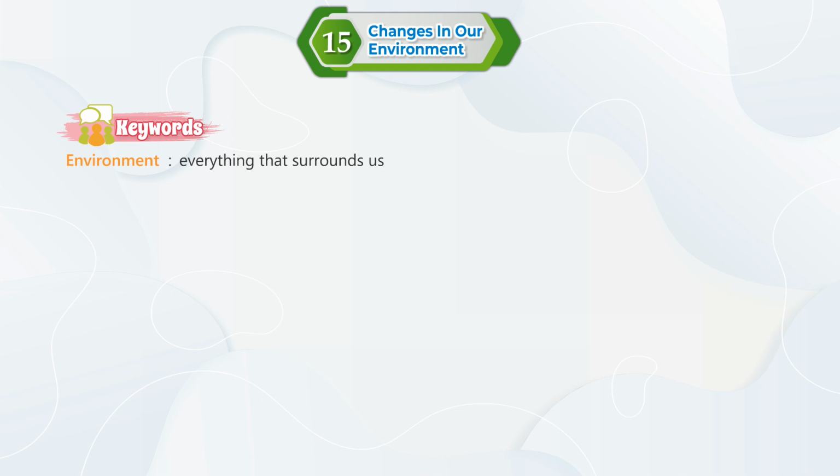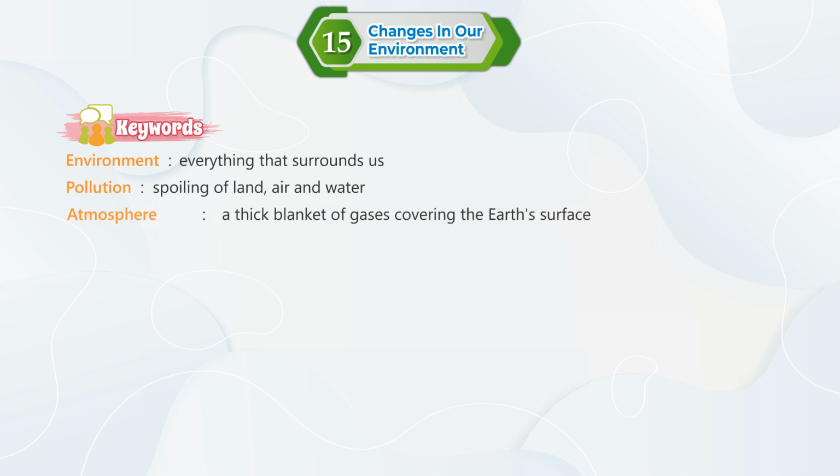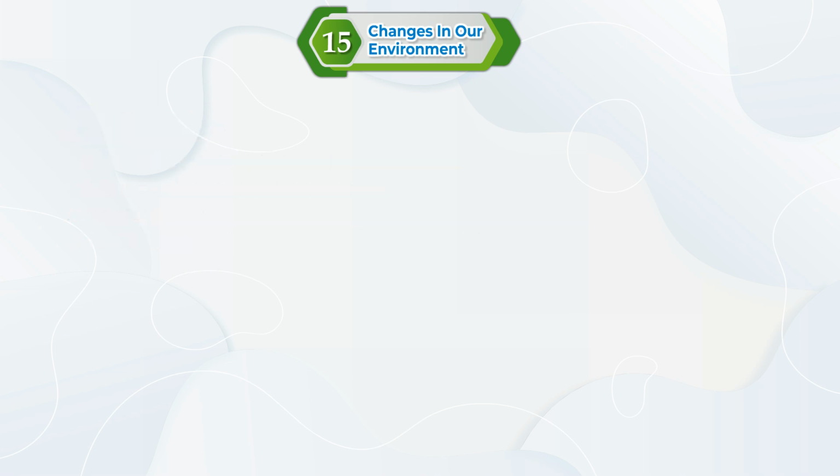Keywords. Environment: everything that surrounds us. Pollution: spoiling of land, air and water. Atmosphere: a thick blanket of gases covering the Earth's surface. Global warming: the increase in the temperature of the Earth's atmosphere.